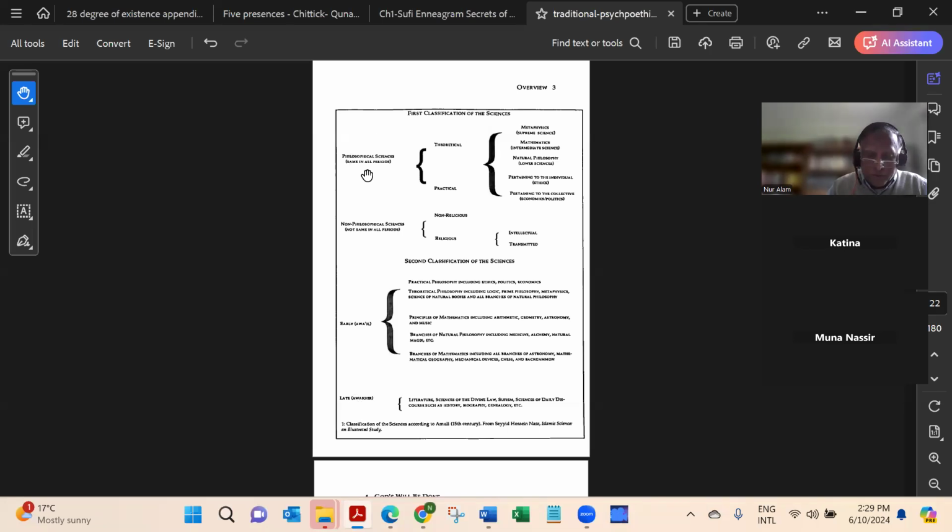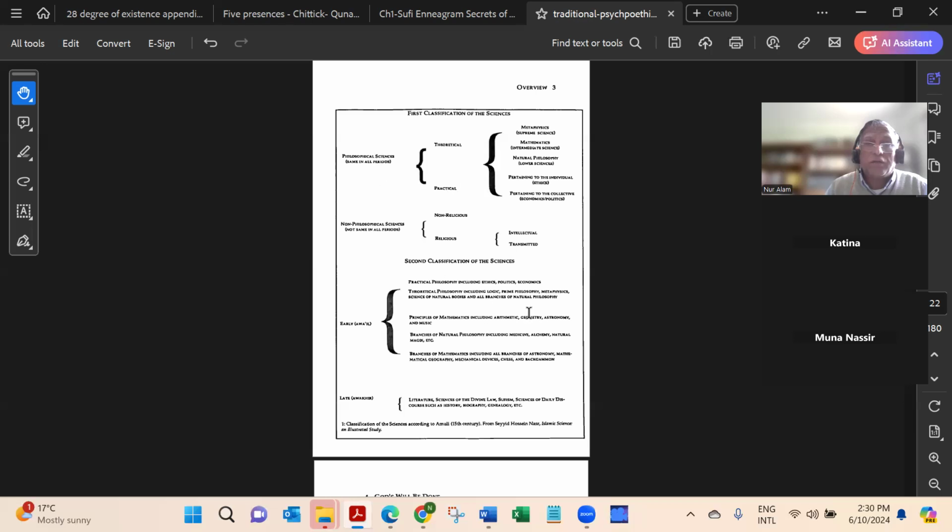In this philosophical science, one is theoretical, another is practical, and then of course the theoretical part is subclassified as metaphysics, supreme science, mathematics, intermediate science, natural philosophy, lower science, and then pertaining to the individual, which is ethics, and pertaining to the collective, which is economics and politics. So that's one classification. And over here, non-religious and religious, and then the religious one is intellectual and transmitted. So that's the first classification of science.